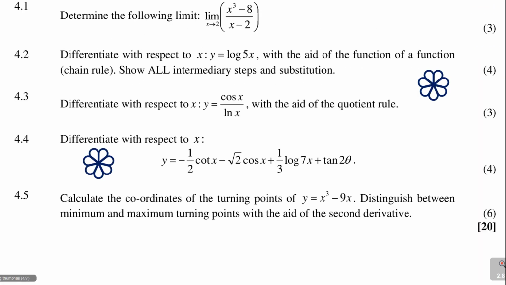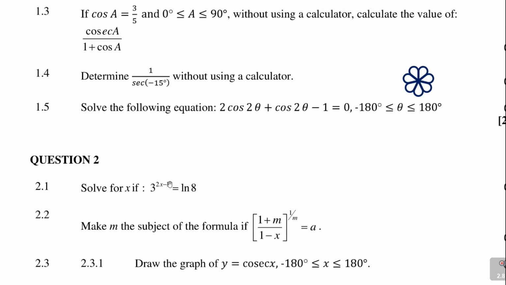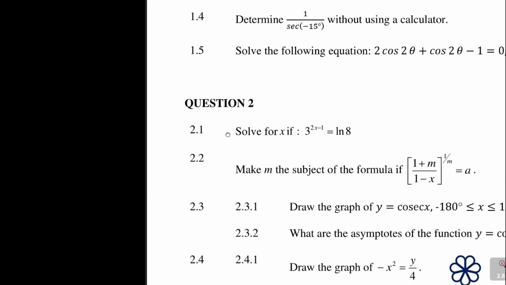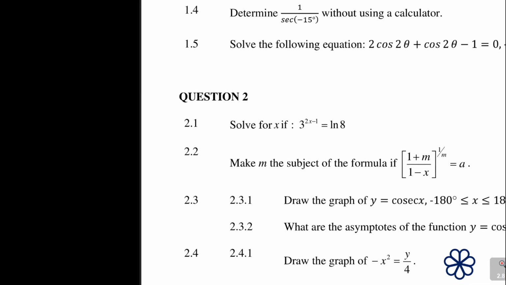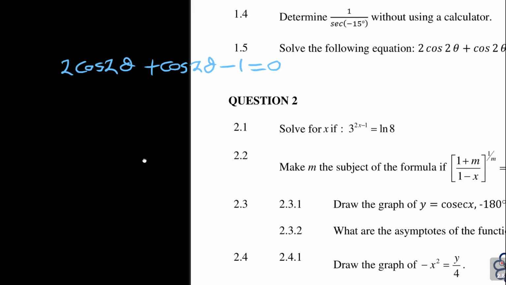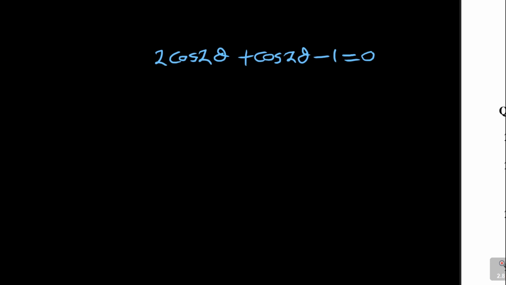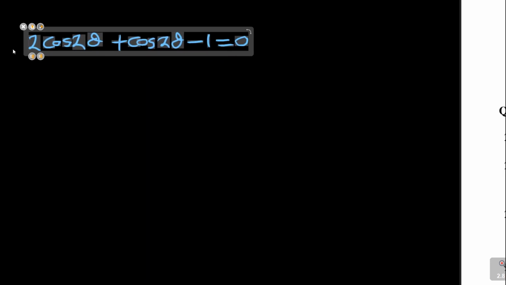Let me erase first. The last one says solve the following equation: 2 cos 2 theta plus cos 2 theta minus 1 is equal to this. It's 5 marks. Okay, let's go for it. If I write it down here, it's 2 cos 2 theta plus cos 2 theta minus 1 is equal to 0. And then we will come back to the domain of values of x, minus 180 to 180. We'll come back to that.